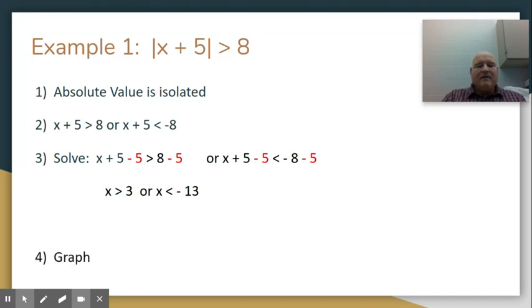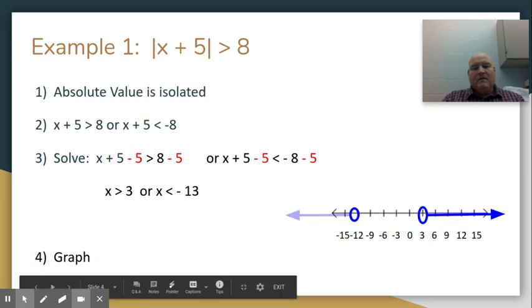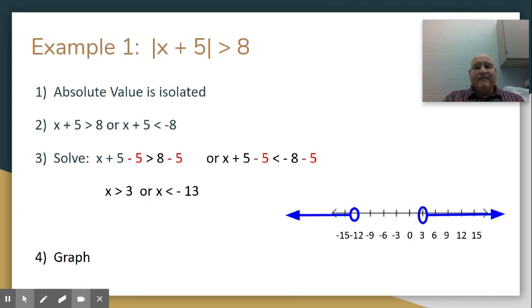Step 4 then is to graph it. So here's our graph. I can scale it however I want, so I'm going to scale mine by 3s. Greater than 3 is an open circle on 3 because we're not equal to. Shaded to the right. Negative 13, an open circle, between negative 12 and negative 15, and I shade that to the left. And we're done with example 1.